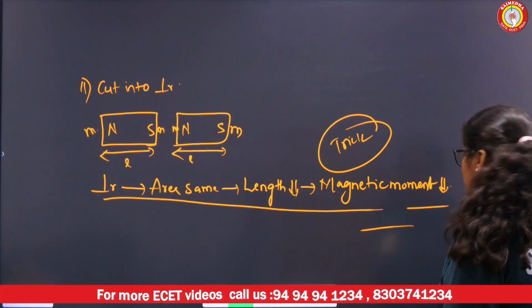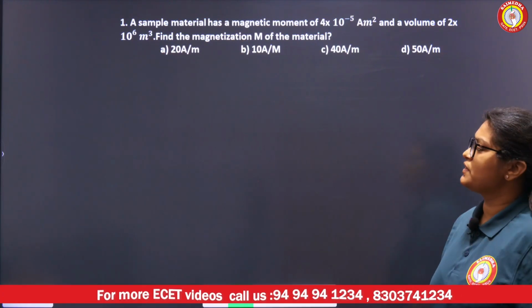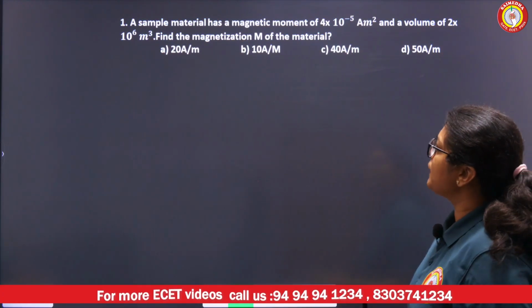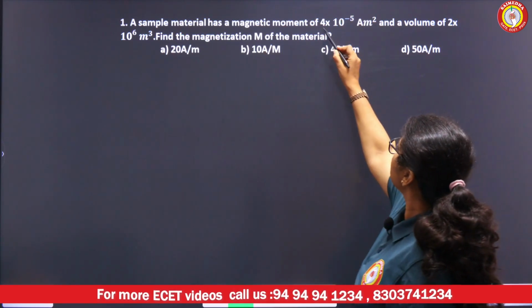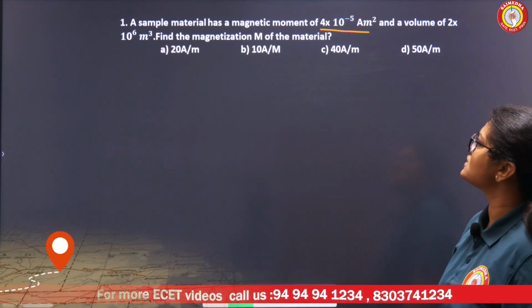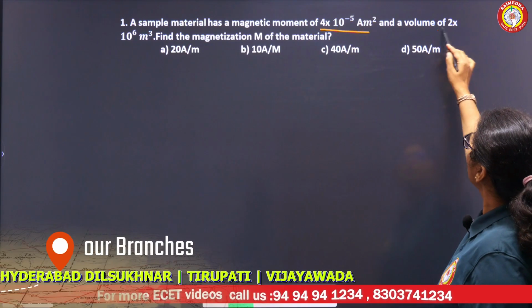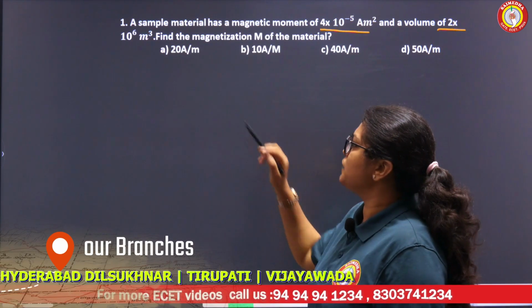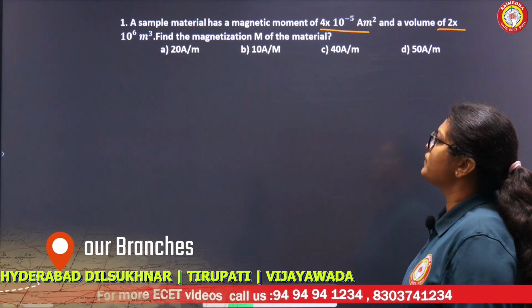Next, we'll solve some of the problems also. Yes. So let's see the first problem. A sample material has a magnetic moment of 4 into 10 power minus 5 ampere meter square. Clear? And a volume of 2 into 10 power 6 meter cube. Find the magnetization M of the material.